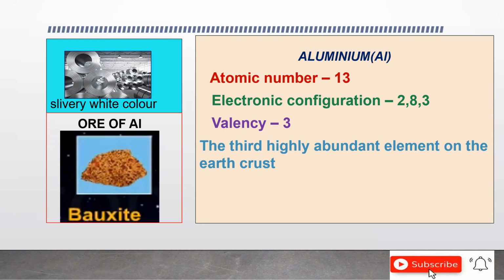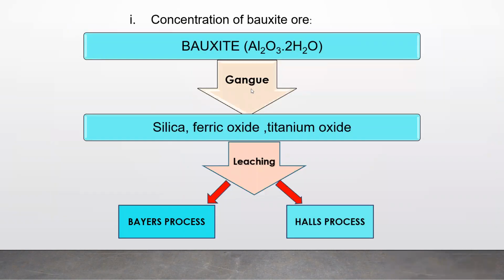We know that aluminium is a reactive metal, so it does not occur in nature in free state. It is found in combined state. The ore of aluminium consists of 30 to 70% aluminium oxide and the remaining part is gangue. Gangue means impurities present in the ore. Ore of aluminium is bauxite.